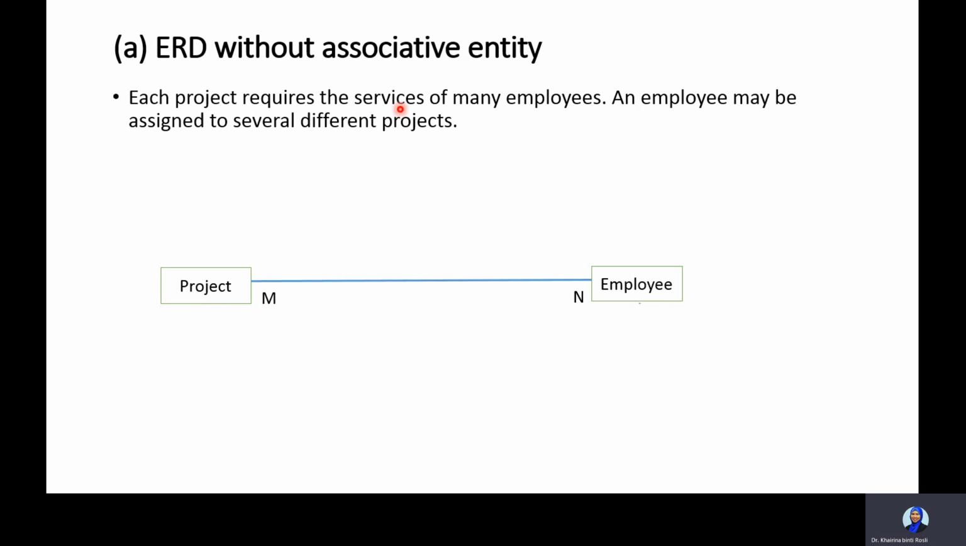Each project requires the service of many employees. An employee may be assigned to several different projects. So the entities are project and employee. Each project requires the service of many employees, and then you have to go to the other side. An employee may be assigned to several different projects. So in here, several different projects means many projects.